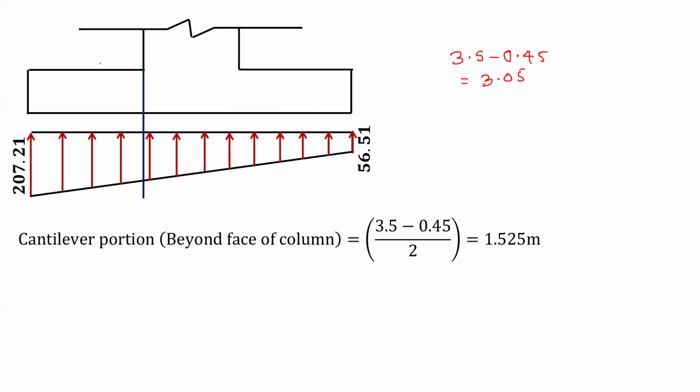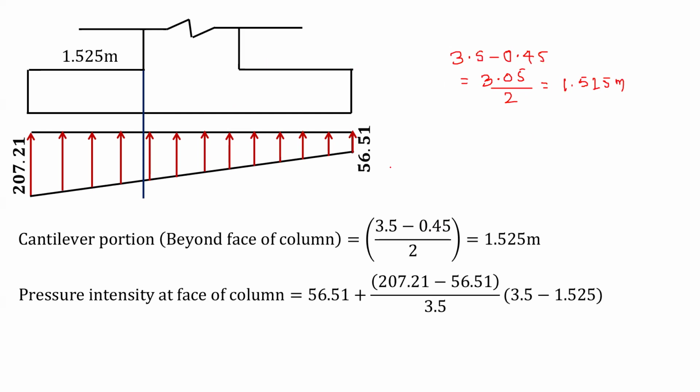So half on left side and half on right side. So if we divide this by 2, then we have value 1.525 meters. So that is beyond face of the column. So we have this value. Now we will have pressure intensity at this. Now how we will calculate this? So now this is most important.